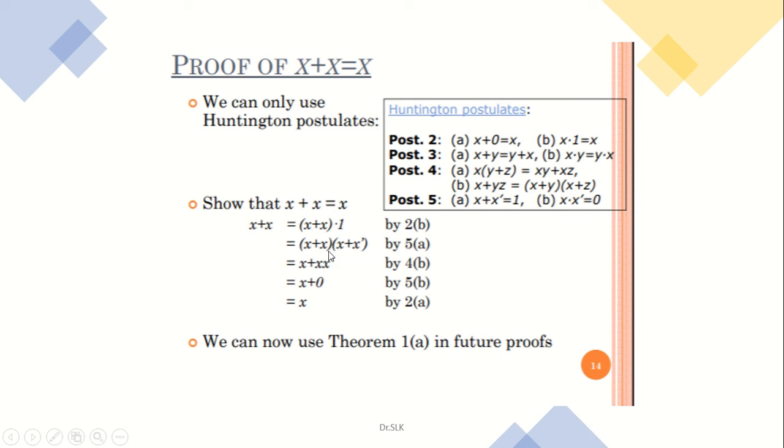When you multiply this, using postulate number 4b, x plus yz is equal to (x plus y) into (x plus z), so we get x plus (x into x dash). This x into x dash is 0 as per postulate number 5b. So x plus 0 is equal to x. With the help of postulates 2b, 5a, 4b, 5b and 2a, we have proved that x plus x is equal to x.